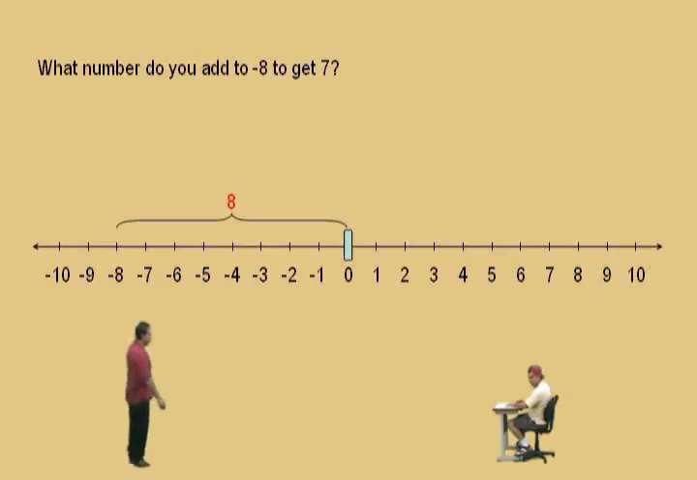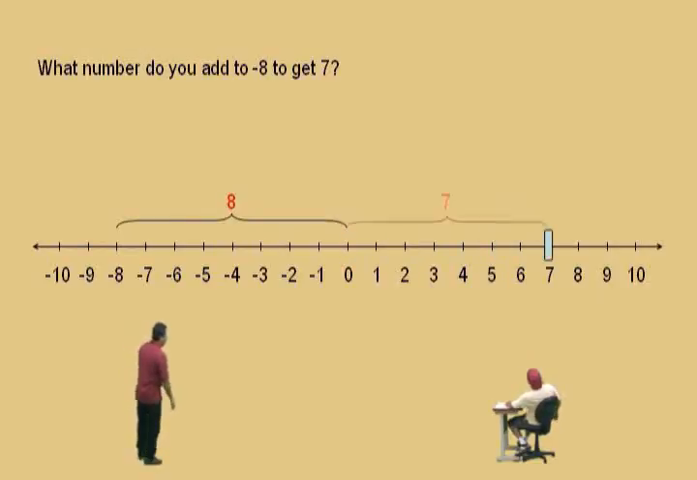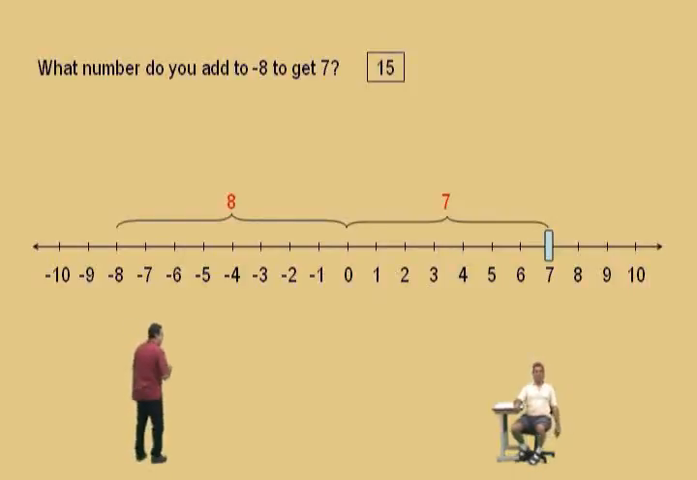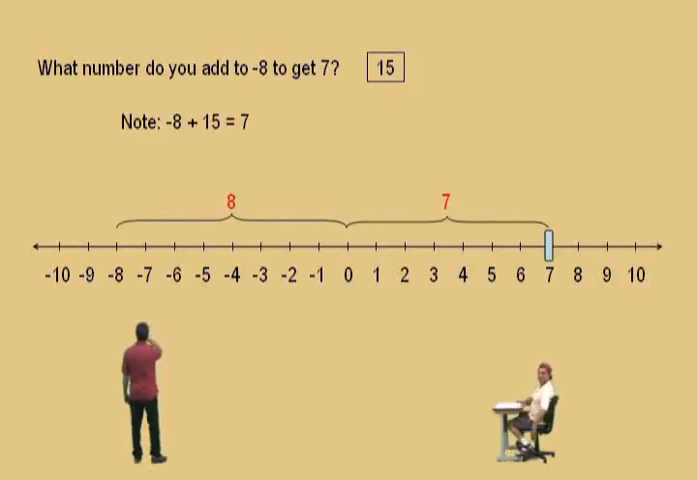Okay, now, how many more do we have to move, Charlie, to get to the 7? 7 more. 7, that's right. And so, when you look at this, we moved 8, and we moved 7 more. Now you have to do an addition problem. Charlie, how much is 8 plus 7? 15. Okay, it is 15. That's right. Very good. So, to answer this question, what number do you add to negative 8 to get to that 7? What's your answer? 15. Very nice. That's because negative 8 plus 15 equals 7.